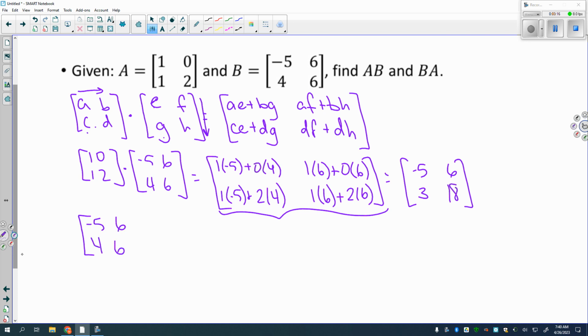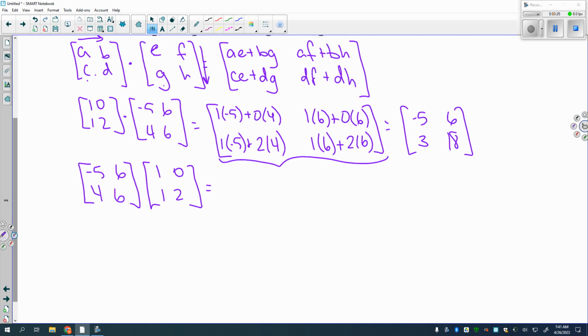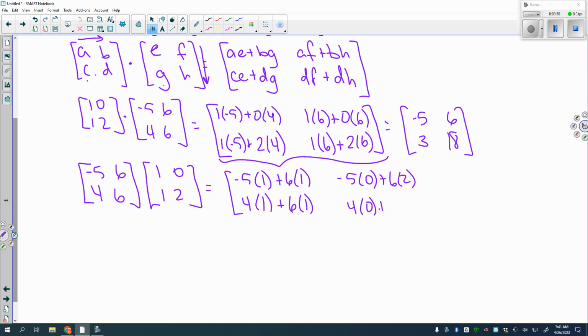Now, when I switch these and do B times A, I'm going to go ahead and show that middle step again one more time. -5 times 1 plus 6 times 1. And -5 times 0 plus 6 times 2. 4 times 1 plus 6 times 1. And 4 times 0 plus 6 times 2.